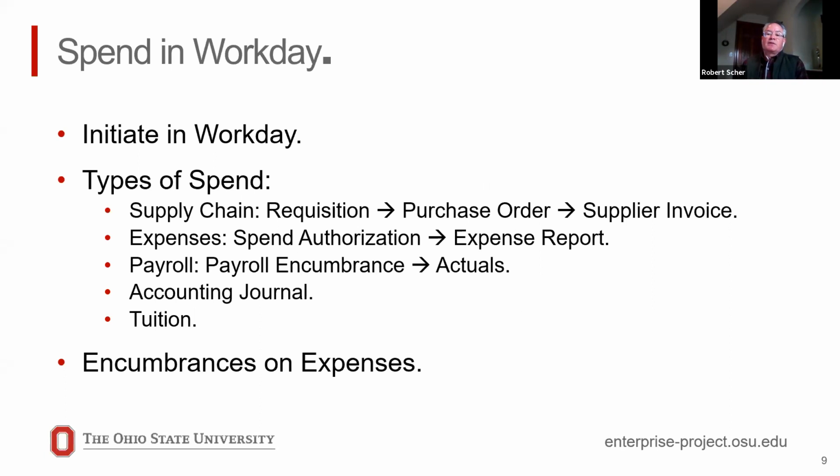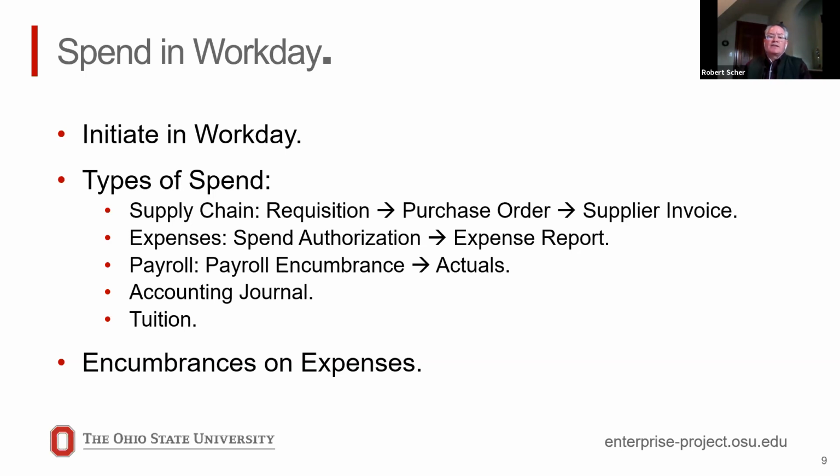So all expenses in Workday will initiate inside Workday, unlike PeopleSoft. This means there will be no more e-request, e-travel, or HRA. There are a number of types of expenses, including supply chain, which goes through requisition, purchase order, and supply invoice to be posted to a grant. Expenses also come through expense reports, payroll, journals, journal entries, and tuition.